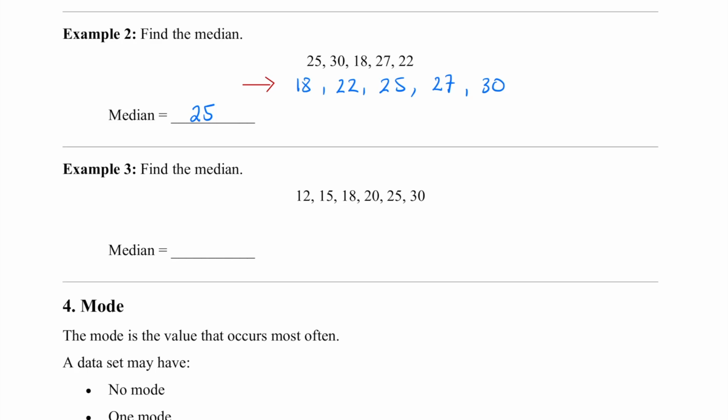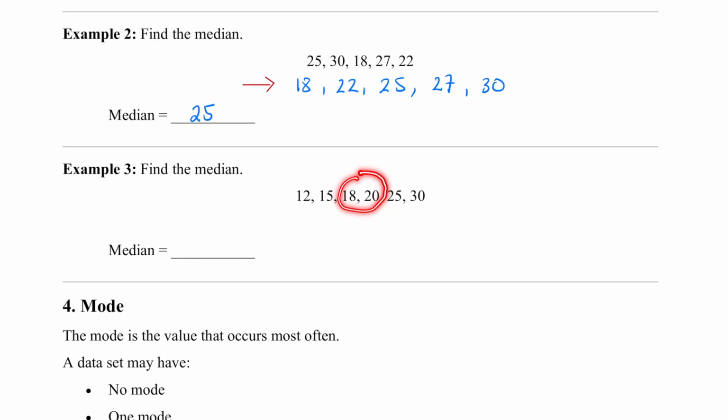When there is an even number of values, there is no single middle value. Instead, we have 2 middle values, and they are 18 and 20. Whenever there are 2 middle values, we take the average. So the median is the average of 18 and 20.